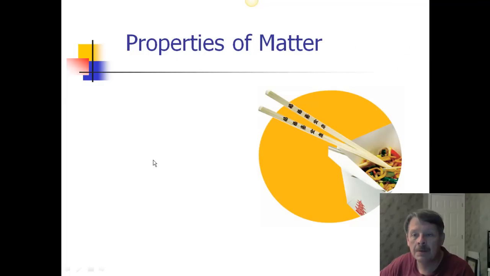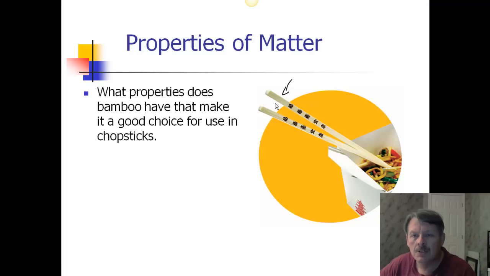All right, so what kind of properties does matter have? If I look over here, I have a pair of chopsticks. Right? So if I look at those chopsticks, what properties does bamboo have that make bamboo a good use for chopsticks? See if you can think of some. Pause the video, write a couple down, see what you think.